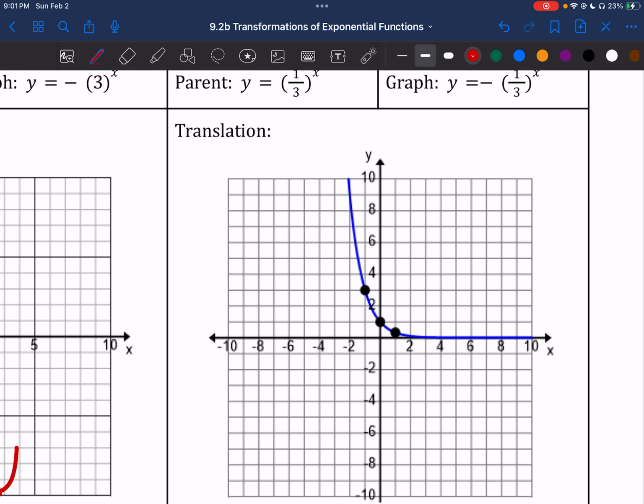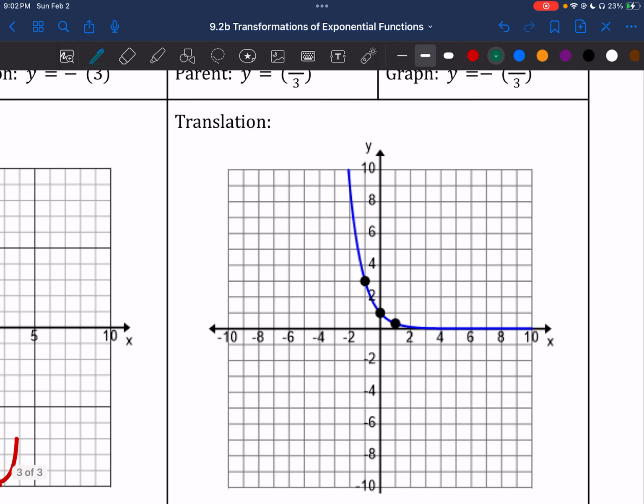Our last one here, y equals 1/3 to the x power is our parent function. y equals negative 1/3 to the x power is our graph that we're going to make. And so I know that I need to be flipping everything across the x-axis. So that point at 1/3 becomes a point at negative 1/3. My point at 1 is now negative 1. My point at 3 is now negative 3. My point at 9 is now negative 9. And so again, we have a graph that's rising and approaching that asymptote of y equals 0.